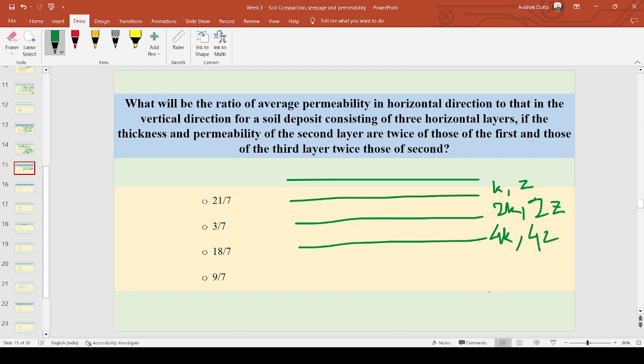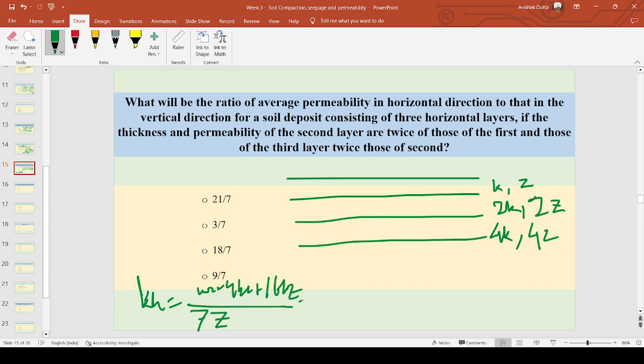Now you find out K horizontal in the previous formula. What is the value of K horizontal? K1 Z1, K2 Z2, that is KZ plus 4KZ plus 16KZ, divided by total Z, that is Z plus 2Z plus 4Z, 7Z. It gives us what? 16 plus 4 is 20, plus 1 is 21, by 7K.